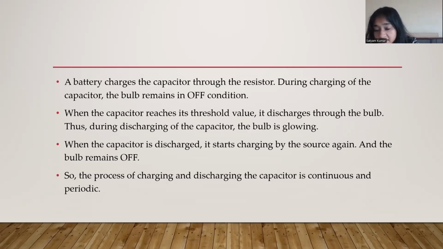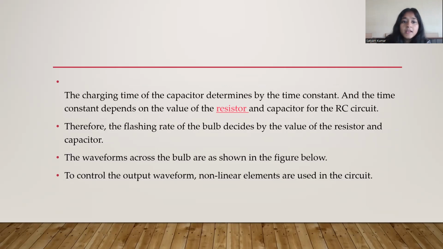So basically, at the time of charging of the capacitor, the bulb connected to the circuit does not get illuminated, but at the time of discharging of the capacitor, the bulb starts flashing for a time period determined by the RC time constant given by the equation. Now, the charging time of the capacitor determines the time constant, and the time constant depends on the value of resistor and capacitor of the RC circuit. Therefore, the flashing rate of the bulb depends on the value of resistor and capacitor. And there can be different types of waveforms, square waveform, triangular waveform, and they are basically periodic, as it is a periodic cycle.